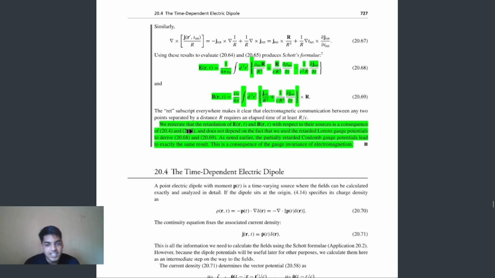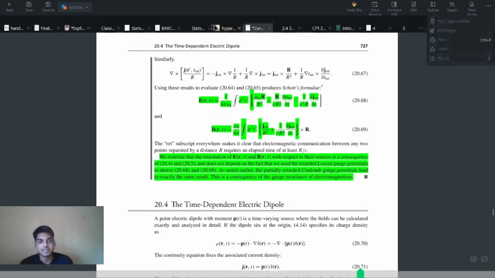They reiterated that the retardation of the magnetic field and electric field with respect to their sources is a consequence of 20.4 and 20.5, and does not depend on the fact that we used retarded Lorenz gauge potentials to derive 20.68 and 20.69. As noted earlier, retarded Coulomb gauge potentials lead to exactly the same result. This is a consequence of the gauge invariance of electromagnetism.